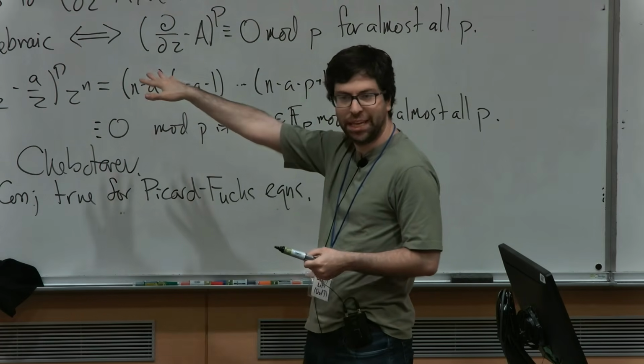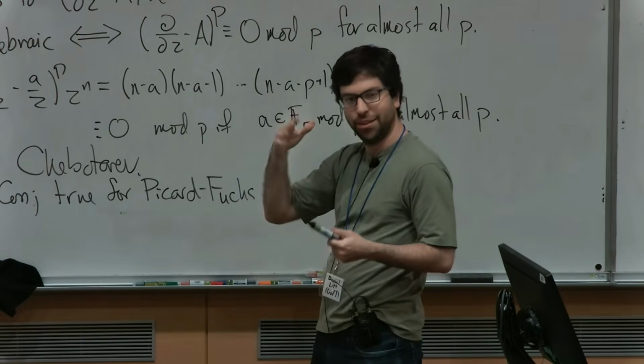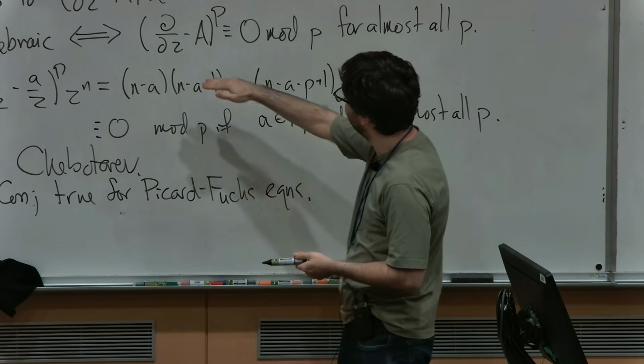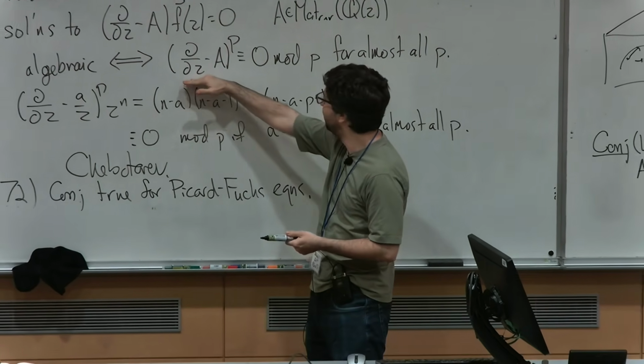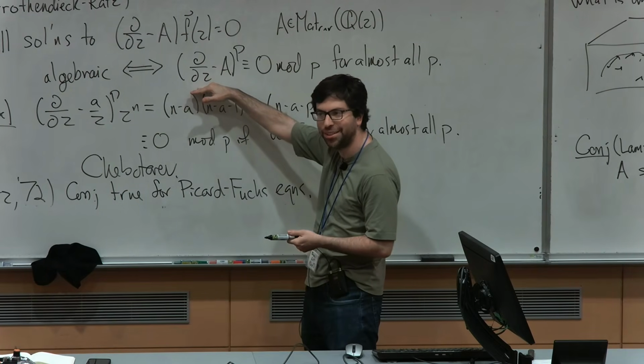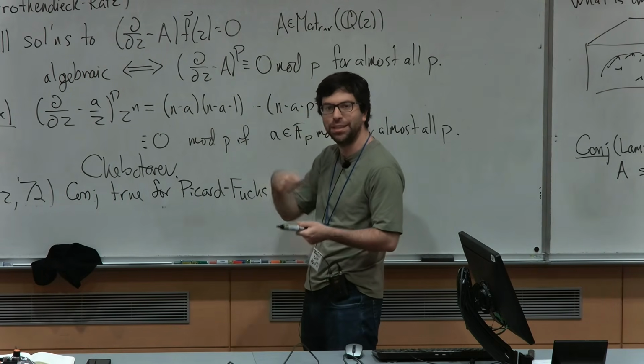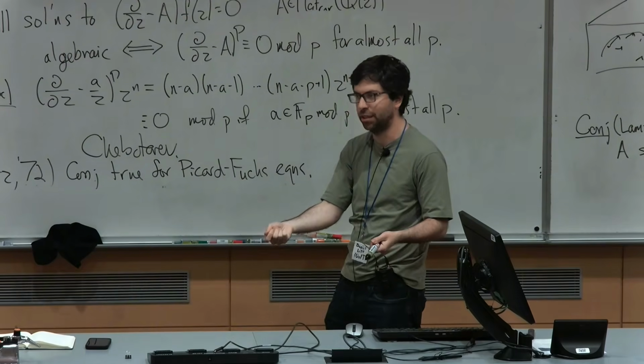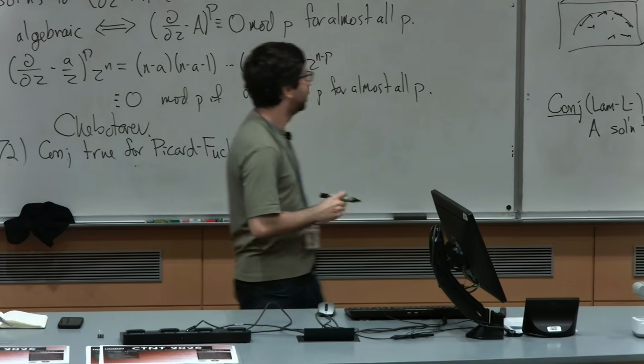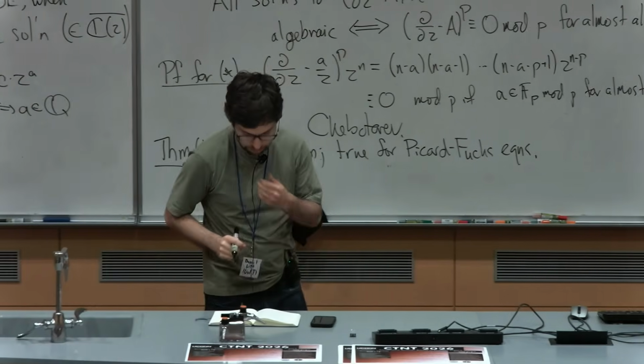Maybe let me just briefly indicate what the connection is. So when you write down the Taylor expansion of a solution to a differential equation, you get terms like this to the p divided by p factorial. And so this being 0 mod p says that division doesn't have a p in the denominator. So that's somehow where this conjecture comes from.